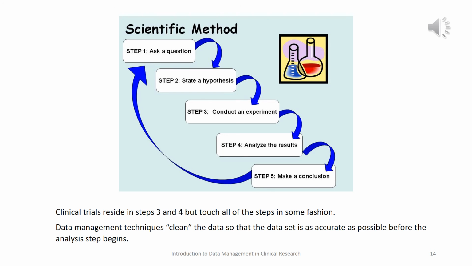So a clinical trial operates in very much the same way. For the purpose of our diagram here, it mainly resides in steps 3 and 4, which is to conduct an experiment and to analyze the results. But it really touches all the different steps here in the scientific method. So in data management, what we're trying to do is clean the data so that it's free of errors, so that the data set can be as accurate as possible before we get to the analysis step, which you can see is in step 4 there. So it's important to understand that a clinical trial is basically a large science experiment. So we're trying to determine, is our product safe and effective? Let's collect data and determine if that's indeed the case.